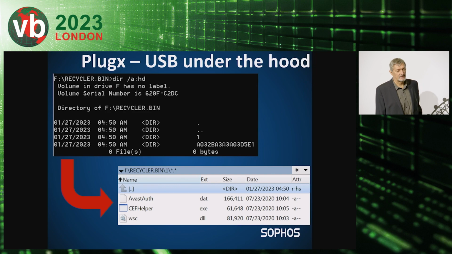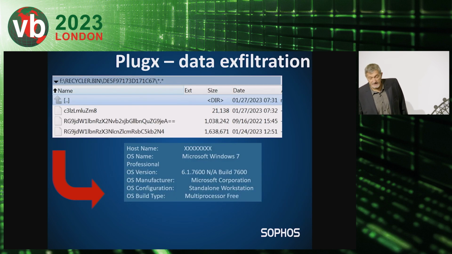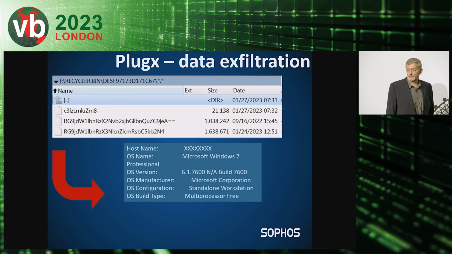and you will see there are two subdirectories there. One named 1 is where the sideloading components are stored, and the other one has some randomly named files. The first one is just a file containing system information. The other two, or the rest of them, have some cryptic names.